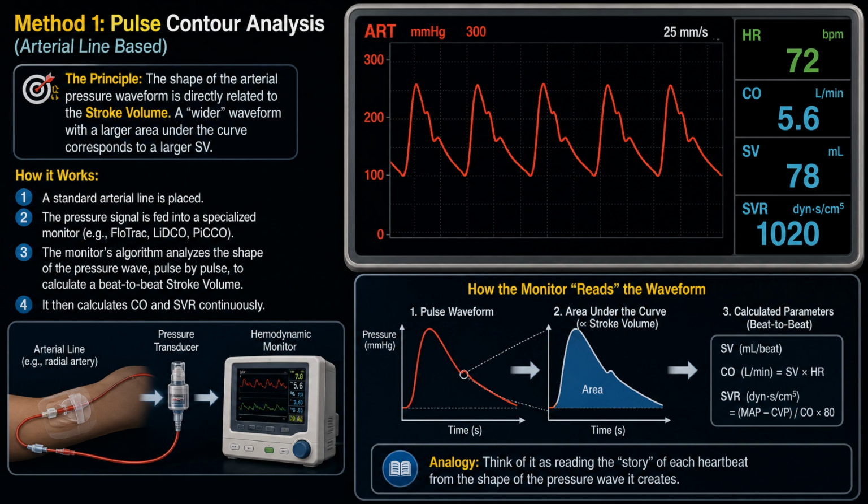The most common way we do this today is with pulse contour analysis. This technology uses a standard arterial line that you're already placing in your patient. The principle is that the shape, or contour, of the arterial pressure wave is directly related to the stroke volume. A bigger, wider waveform means a larger stroke volume. A specialized monitor, like a FloTrac system, analyzes the shape of this pressure wave, pulse by pulse in real time. From that shape, its algorithm calculates a beat-to-beat stroke volume, and from there, a continuous cardiac output and SVR. Think of it as the monitor reading the unique story of each heartbeat from the pressure wave it creates.